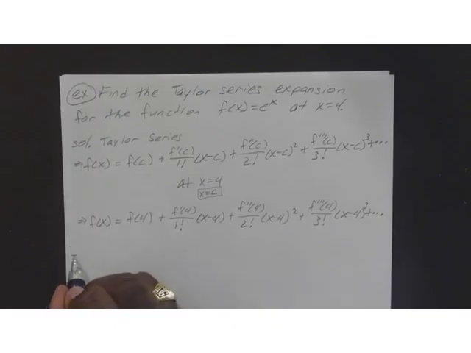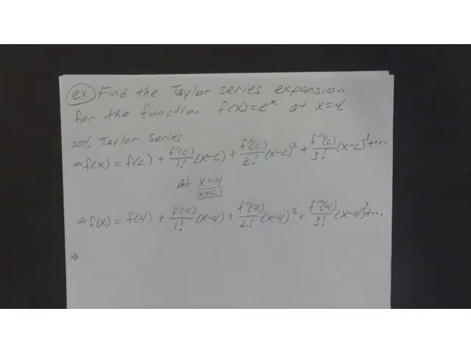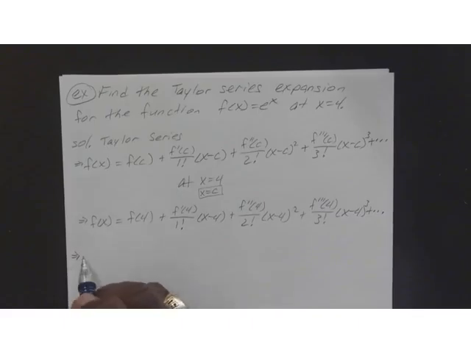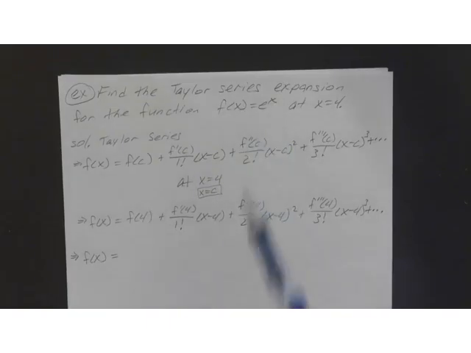Okay, now this one's probably one of the easier ones because the derivative of e to the power of x is e to the power of x. The second derivative is e to the power of x. Third derivative is e to the power of x. So that one's pretty easy by comparison. So we know our f of x is equal to f of 4, which is e to the power of 4.